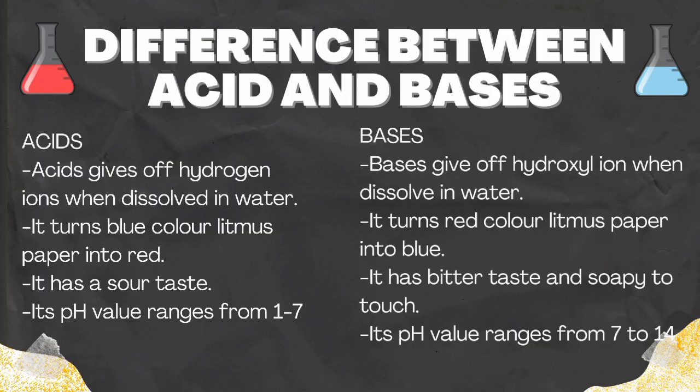Difference between acids and bases. Acids give off hydrogen ions when dissolved in water, while bases give off hydroxyl ions when dissolved in water. Acids turn blue litmus paper into red, but bases turn red litmus paper into blue. Acids have a sour taste, but bases have a bitter taste and are slippery to touch. For acids, the pH value ranges from 1 to 7, while for bases, the pH value ranges from 7 to 14.